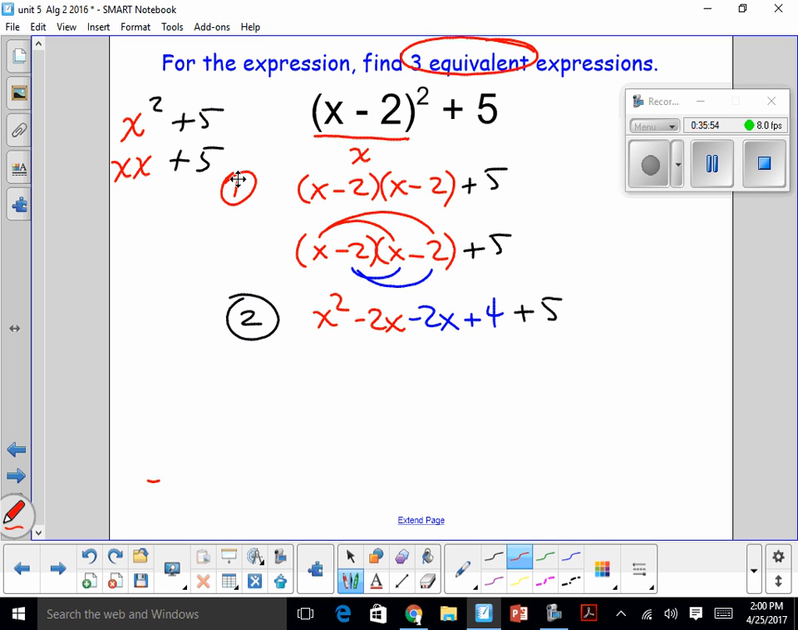Keep everybody except the 4 and the 5. As a matter of fact, let me combine them first. Someone say what 4 plus 5 is, please. Oh yeah, look at that.